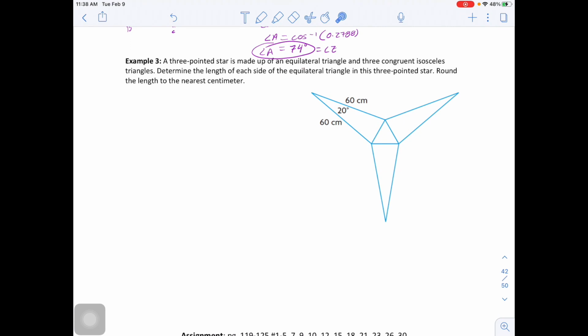So I'm going to stop the video here. I'm going to make one final video going through example 3, and then you should be pretty good to go with trigonometry. If you have got lost anywhere, please let me know.